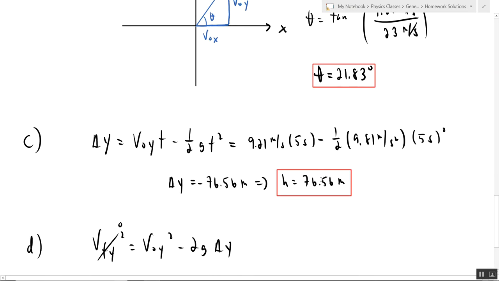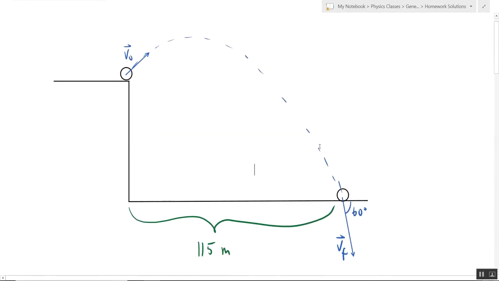Part C was what is the height of the building? Okay, so the idea is that what you're trying to do is find the delta y until it hits the ground, because that gives you the height of the building, right? Because it goes from the top of the building to the bottom of the building. So it goes down the height of the building. So you know the time it's in the air for, you know v0y. So if you know those two things, you can find delta y.